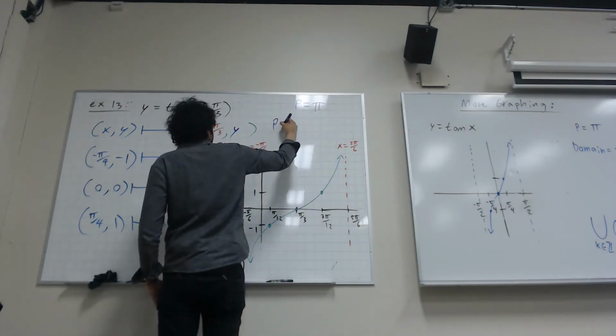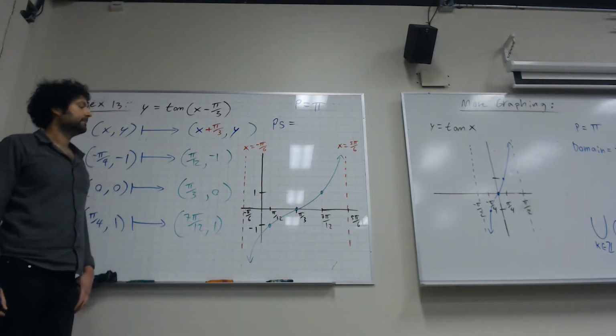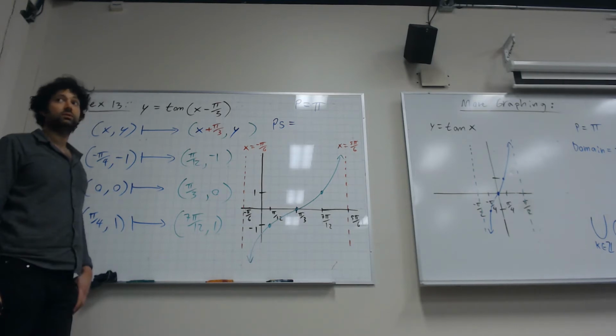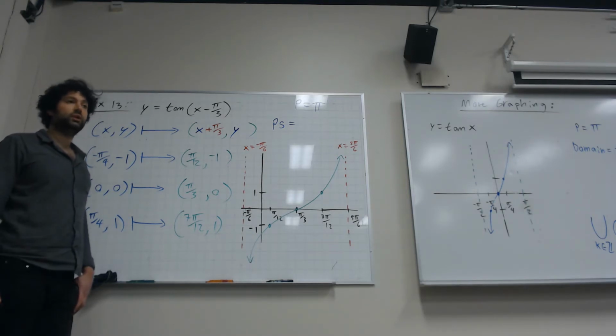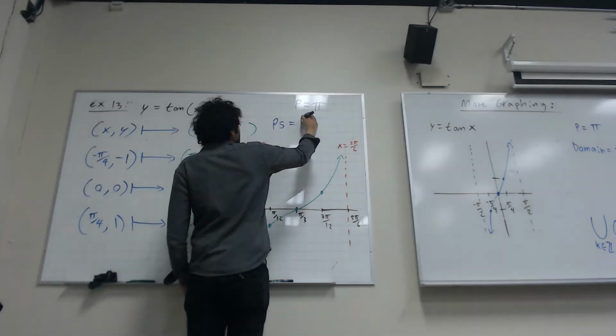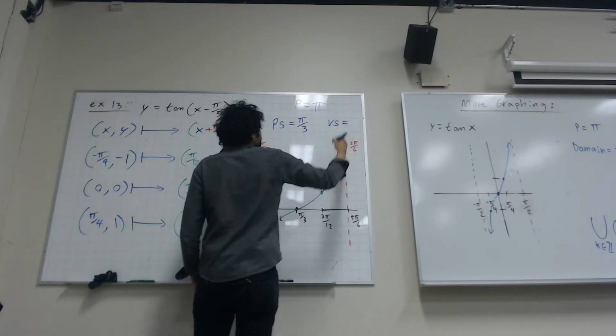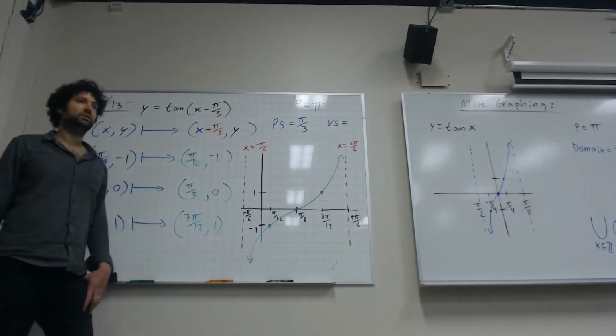Phase shift. This is the horizontal shift. Was there a horizontal shift? Yeah. So if you went to the right, it's going to be positive. So positive pi over 3. Vertical shift. Is there a vertical shift? No, it's a 0.